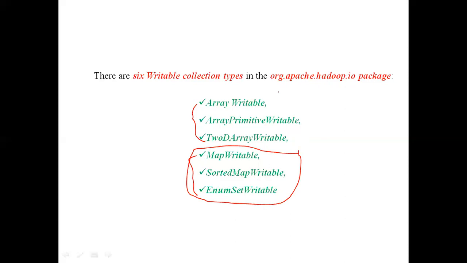Similarly, whenever we want to create an array of data in Hadoop, we use array writable, array primitive writable, and 2D array writable, the single-dimensional and two-dimensional arrays, and one more extra, the array primitive writable. Now we will briefly see about these. First, we will see the first three categories.